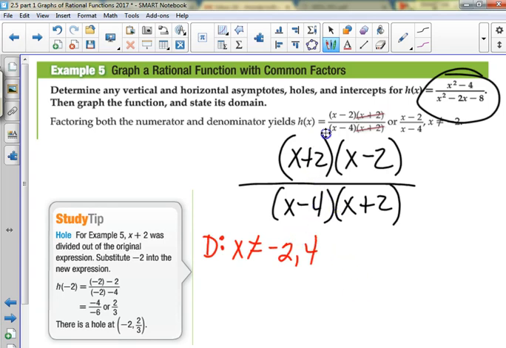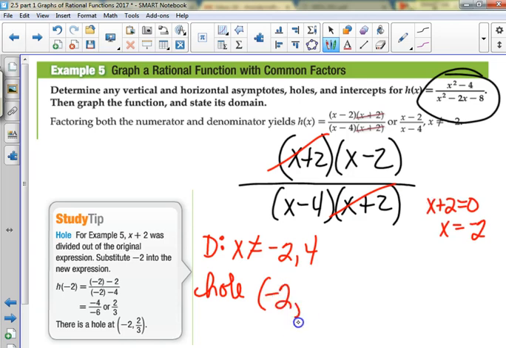But after we've said that, we can now cancel this because there's a hole where? Be careful. You set the canceled factor equal to 0, so you get negative 2. Then you put negative 2 back in. What will I get? Isaac, you with us? Negative 2 minus 2 is negative 4. Negative 2 minus 4 is, so the hole is at negative 2 comma 2/3.